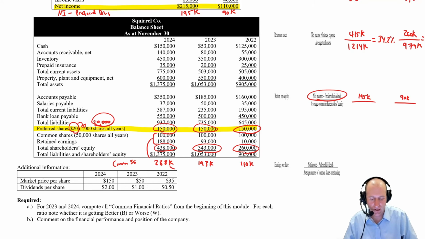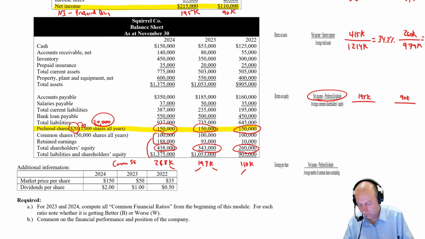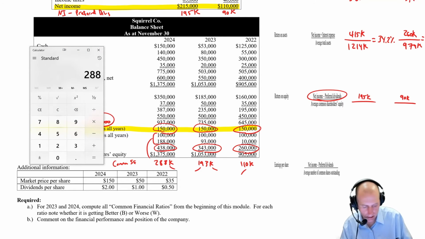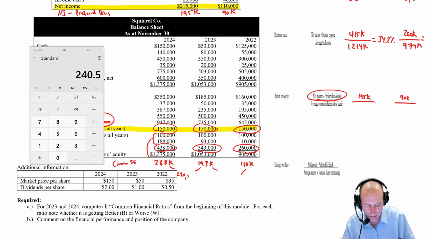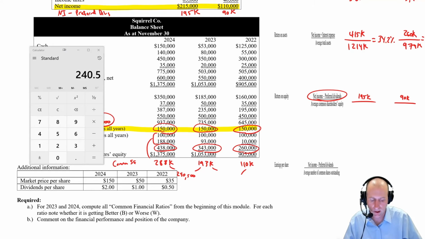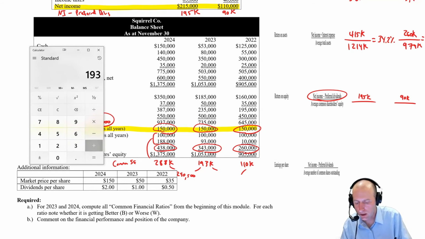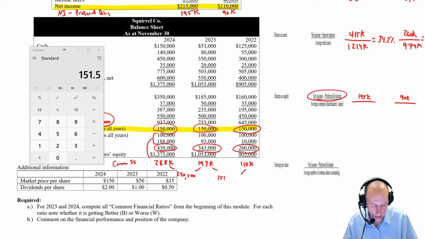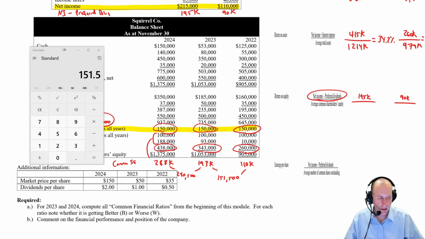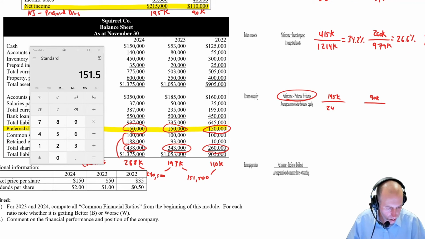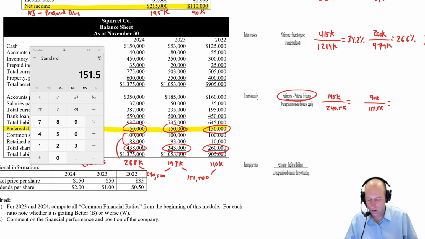Now I need the averages, so I got to average between those. So 288 plus 193 divided by 2 gives us 240,500 for 2024's average. 193 plus 110 divided by 2, 151,500 is our average there. Let's put these numbers in. 240.5K, 151.5K, and we can compute our return on equity here.